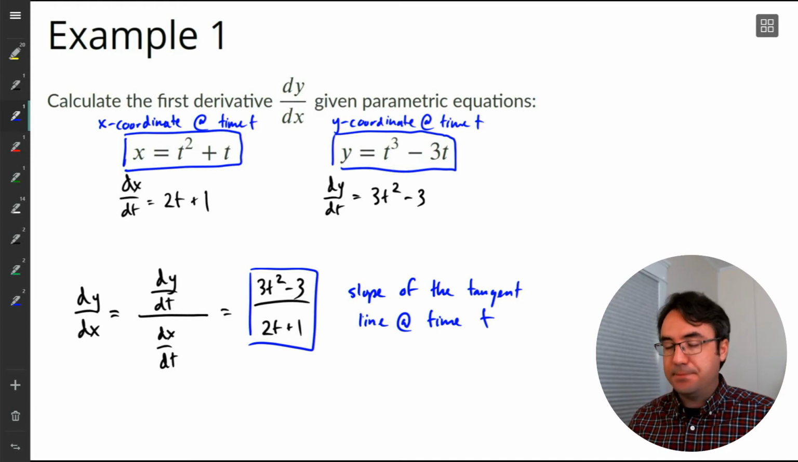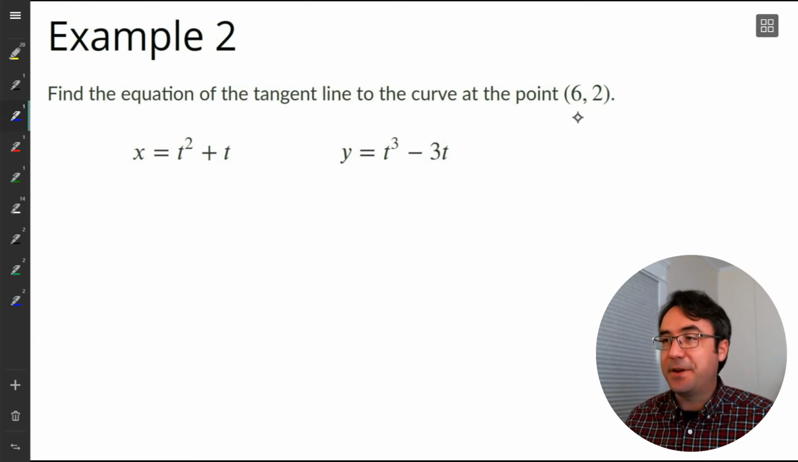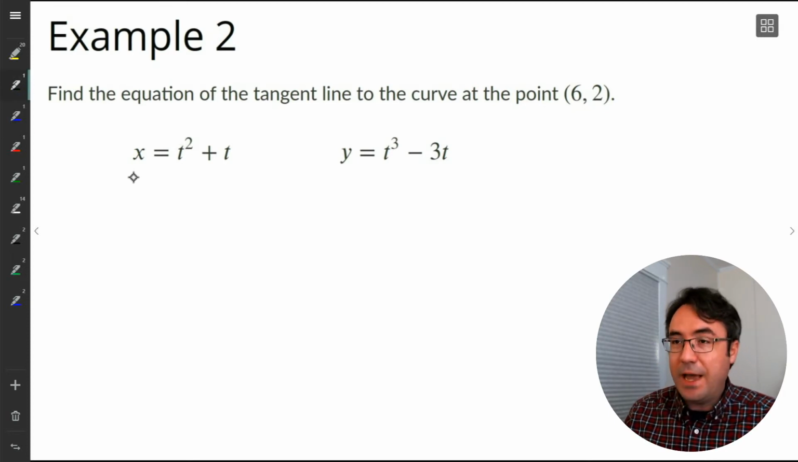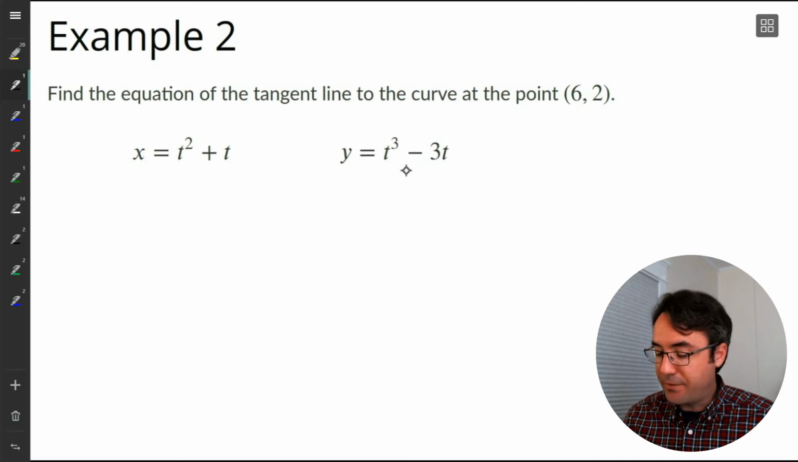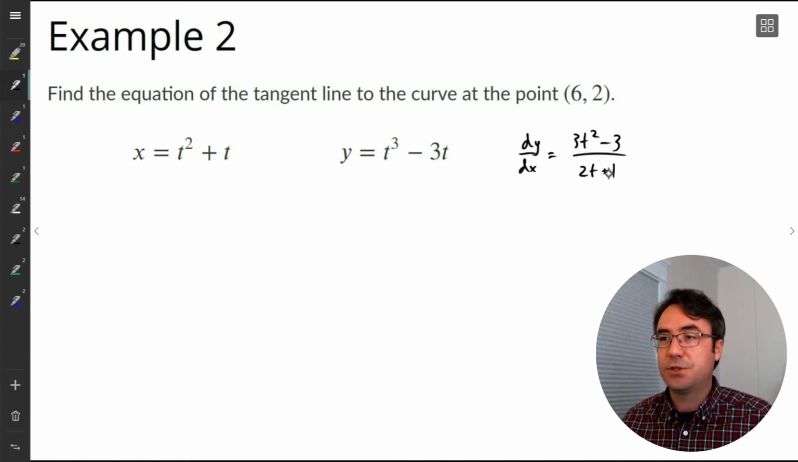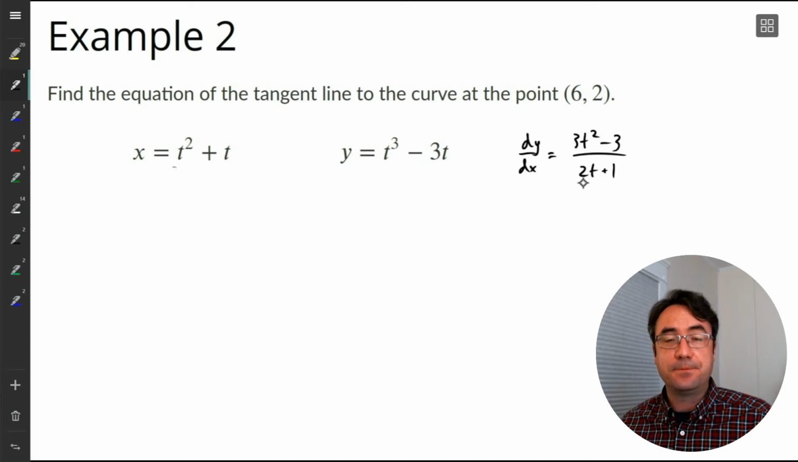And let's actually use that. Let's try example 2. We're going to find the equation of the tangent line at a specific point, (6, 2). So we have our x equation, t squared plus t. We have our y equation, t cubed minus 3t. Same equation as example 1. So we calculated the first derivative, and we got 3t squared minus 3 over 2t plus 1. So let's just write that down. And so we have these three equations now.